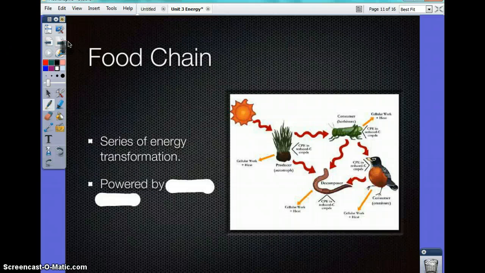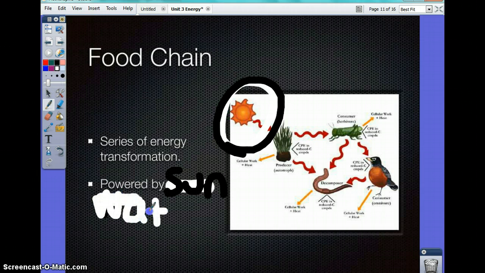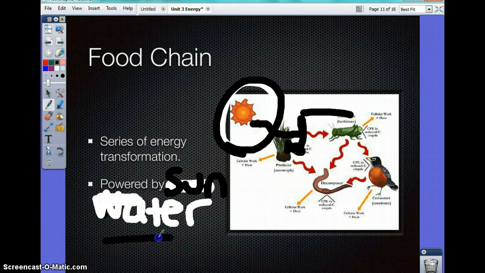Okay, and the food chain is powered by two things. What is it? The sun, and water. Explain that. Autotrophs get their energy from the sun, they do photosynthesis, and obviously they need the water to survive. And then everything else in the food chain is based off of the autotrophs, so that's why it powers it.